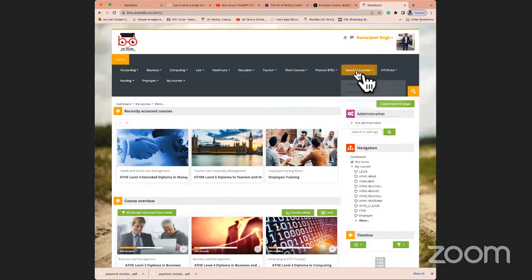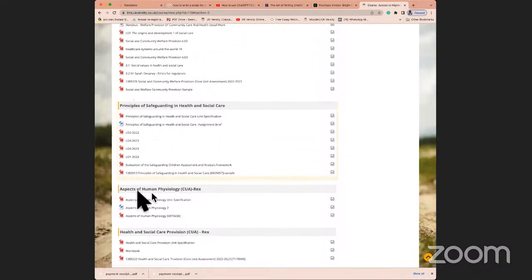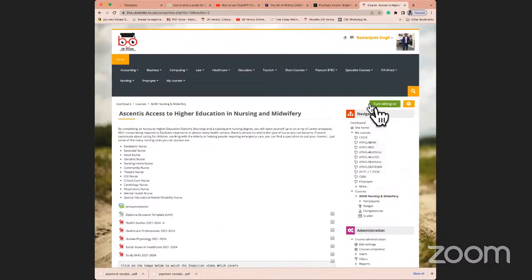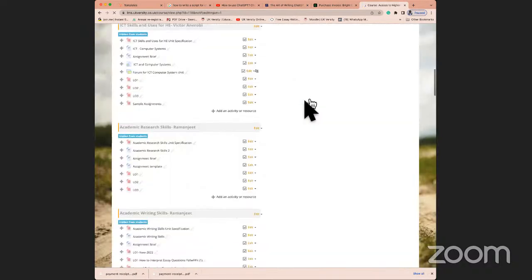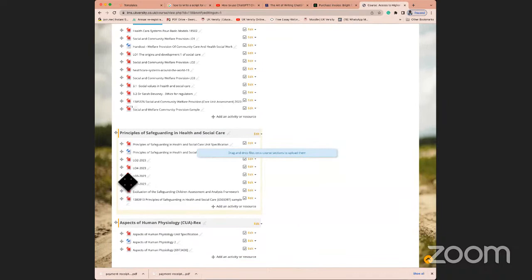If I go into nursing and scroll down, what I would see is principles of safeguarding. This is in a yellow outline box. Here we have the unit specification that I've just shown you. This is the assignment brief Word document, which you will download. And then we have the 4 learning outcomes, which have been organized as learning outcome 1, 2, 3, and 4. Just reorganizing them 1, 2, 3, and 4.